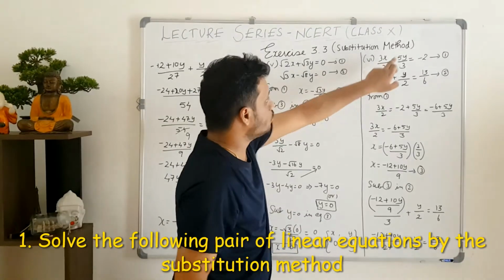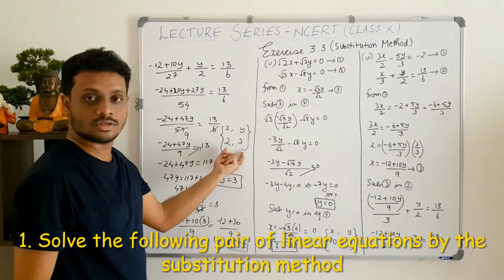And it is evident a1 by a2 is not equal to b1 by b2. So we got a unique solution.